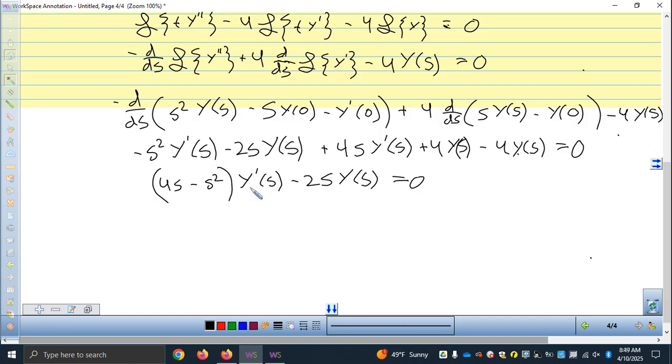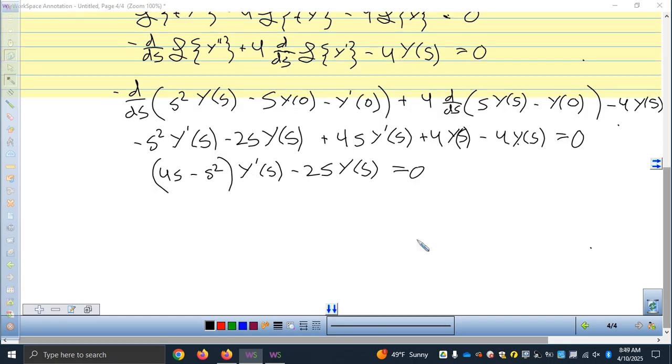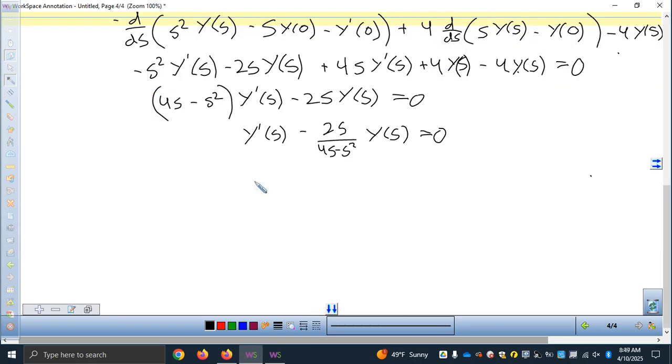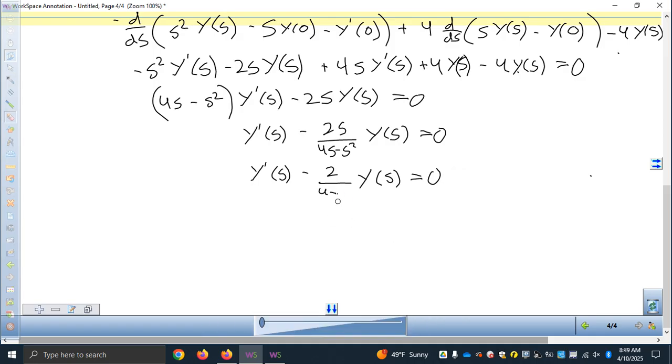I'm going to put it in standard form. I want my y prime by itself. Y prime of s minus 2s over 4s minus s squared y of s equals 0. I can cancel one of these s's here. So we get y prime of s minus 2 over 4 minus s y of s equals 0. What kind of equation is this? What technique would we use here?